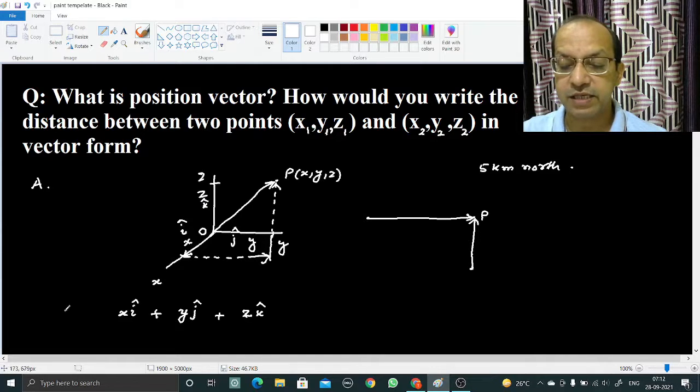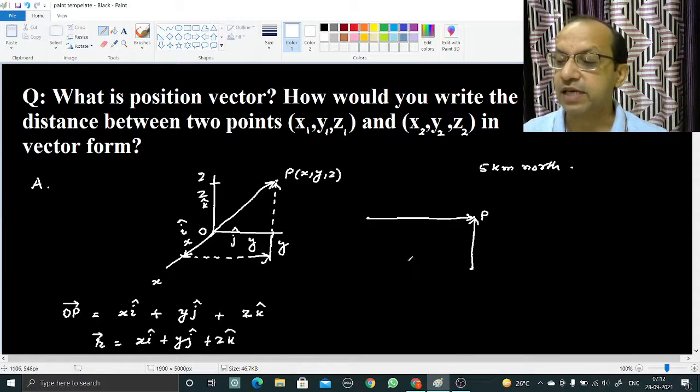That means it is the vector defining position, OP. OP is the position vector. So the position vector can be defined as R equal to x i cap plus y j cap plus z k cap, if x, y, z are the coordinates of the system and the position vector is defined with respect to point O, the origin. So it is x i cap plus y j cap plus z k cap.